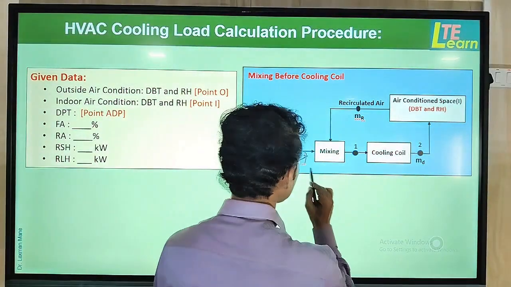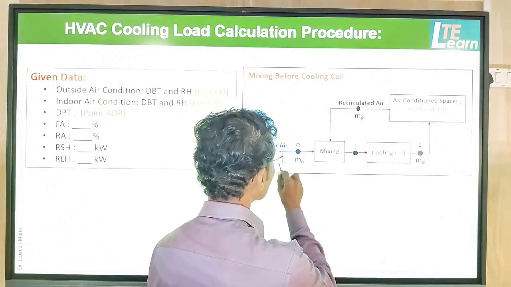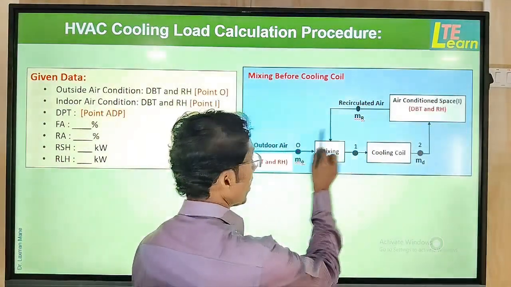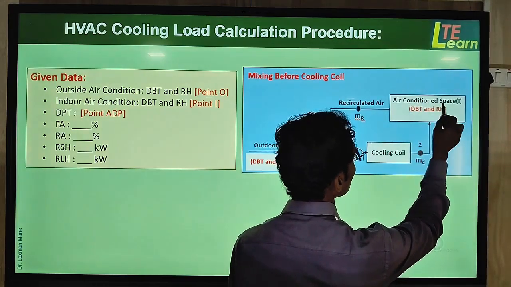Now here, if you see, this is point O, that is the outdoor air condition, and this is point I, that is the indoor condition.